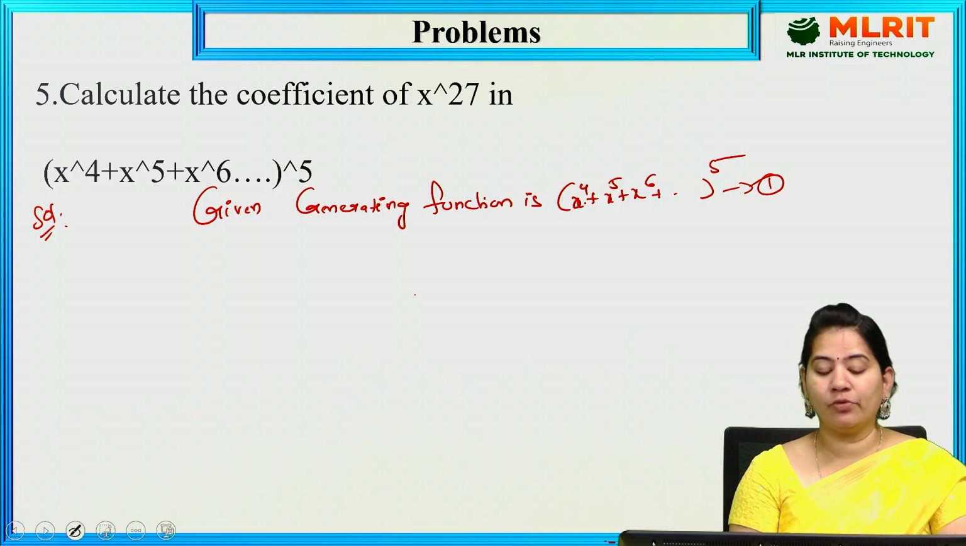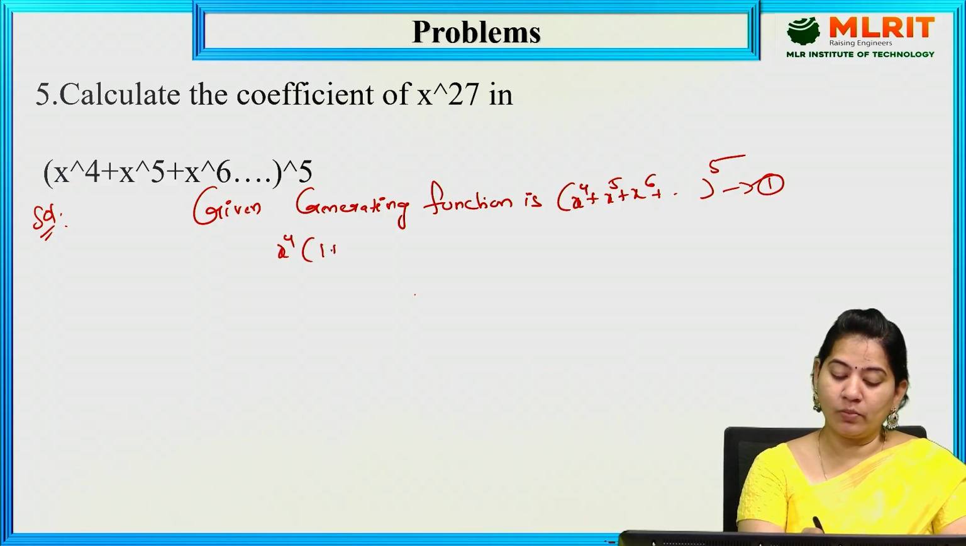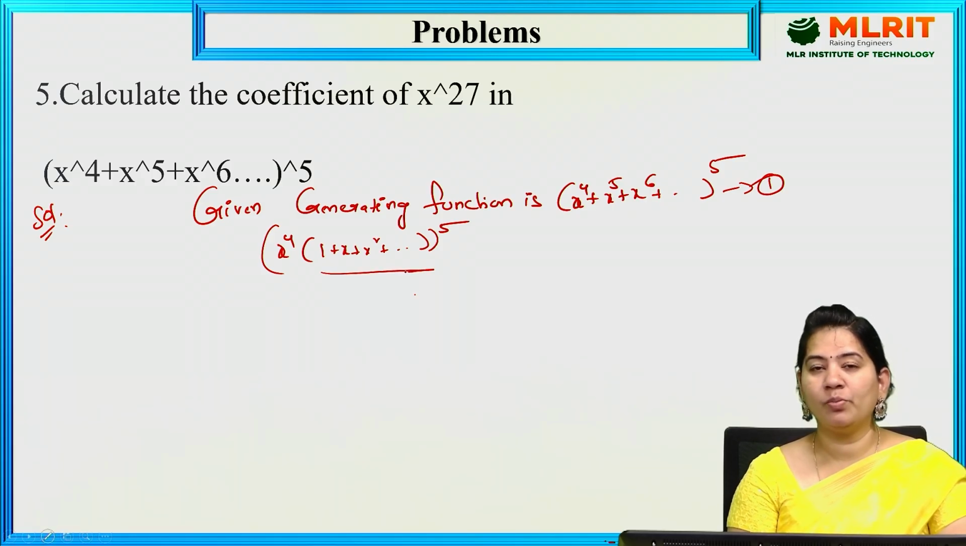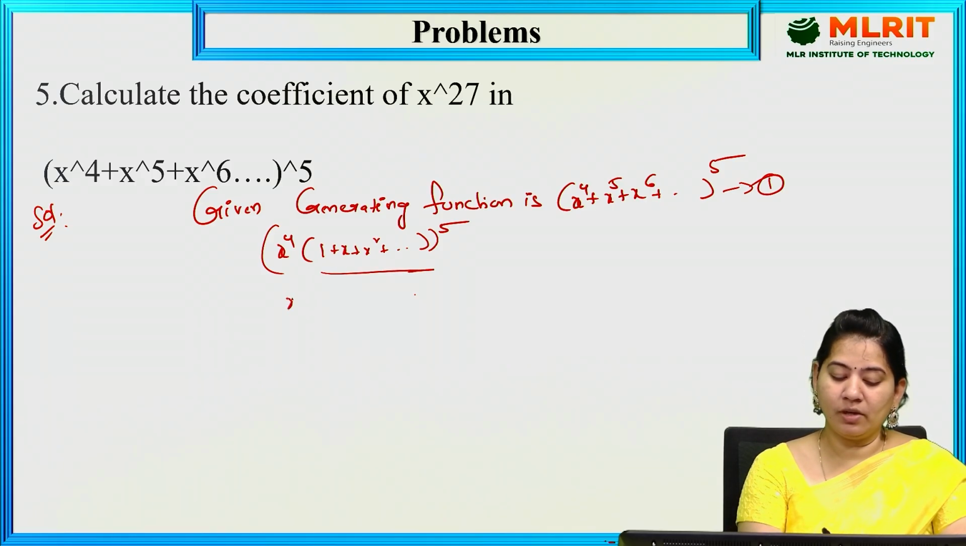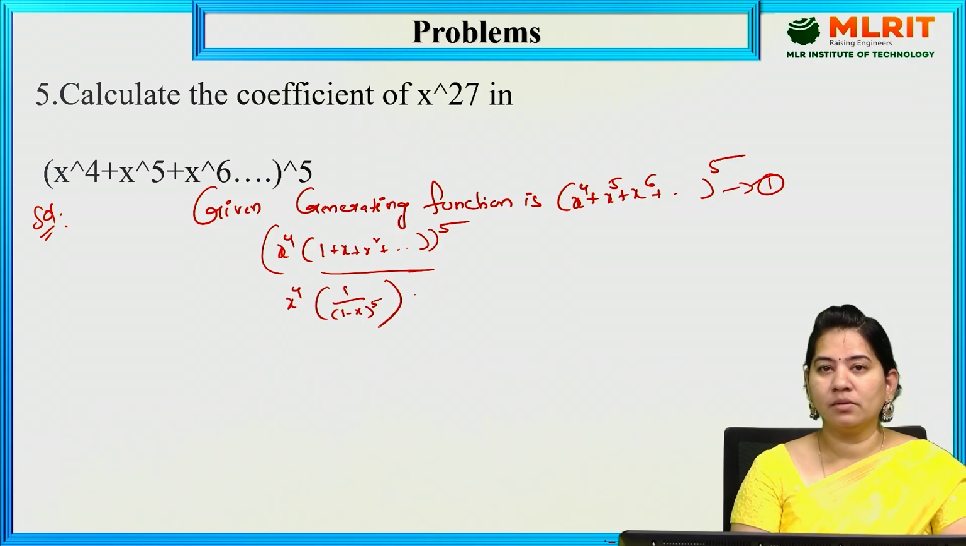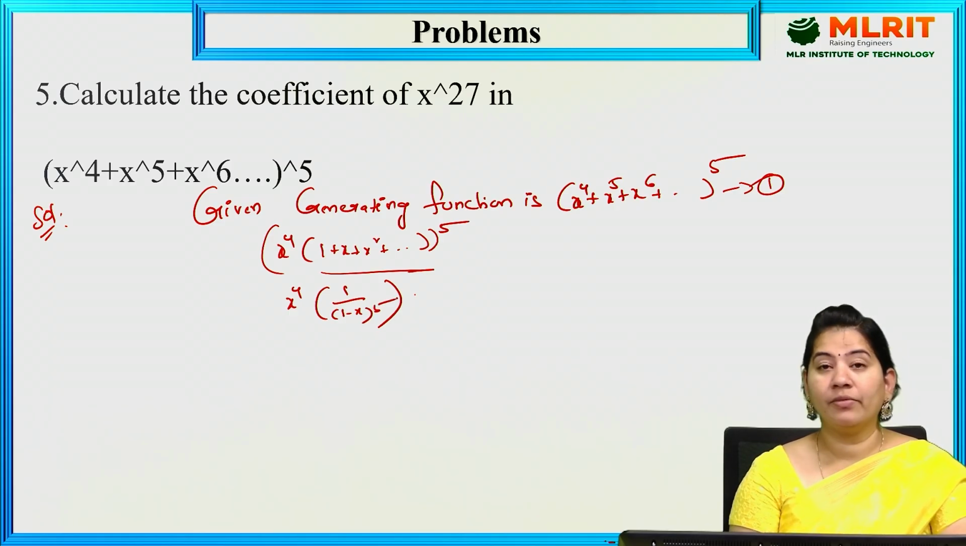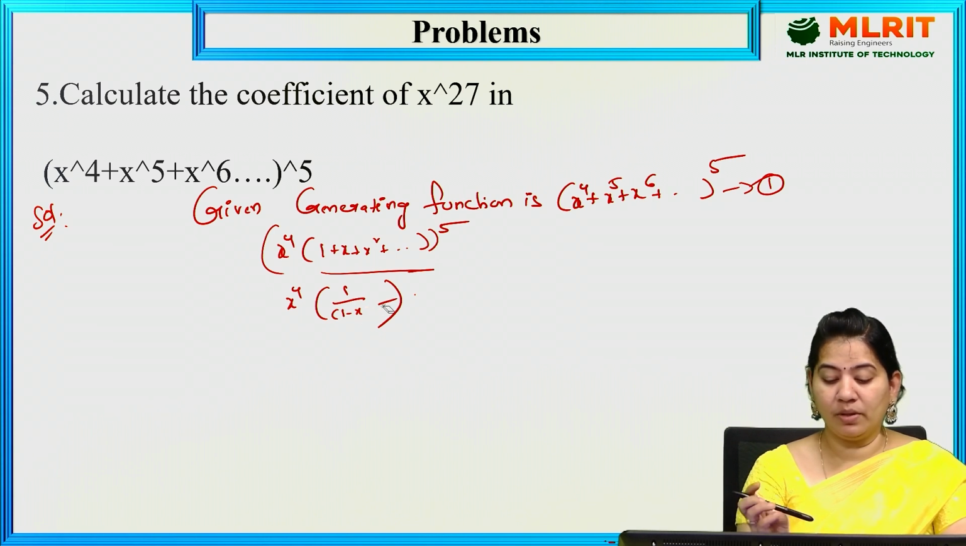But we have here x power 4, so just take x power 4 common. Then you will get 1 plus x plus x square plus so on, whole power 5. Now if you observe, in the previous sessions we have discussed the formulas for generating functions also. So here you will get the formula 1 by 1 minus x whole power n. So this is 1 by 1 minus x whole power 5, that is nothing but 5 you will get.